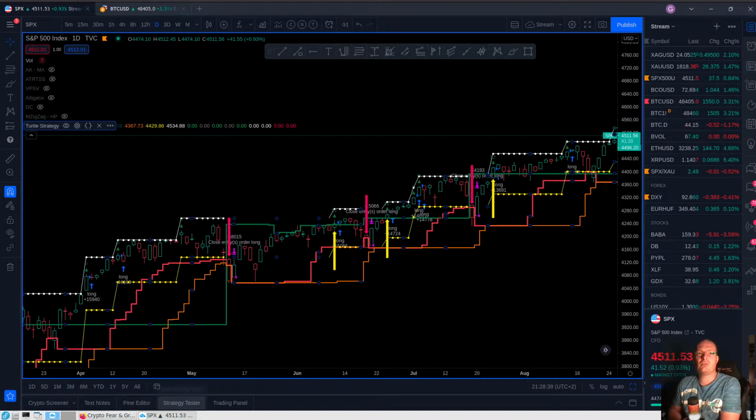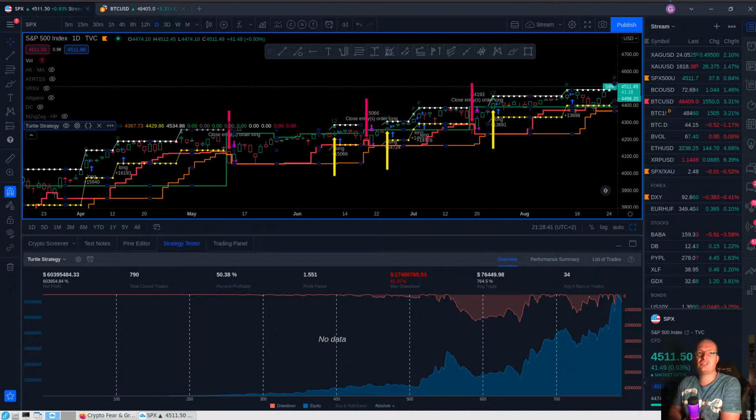So if we have a look at the strategy testing, then we end up with a profit of almost 604,000, 50% profitable. Maximum drawdown. So if you have several losses in a row, the maximum you would lose is 61.15.